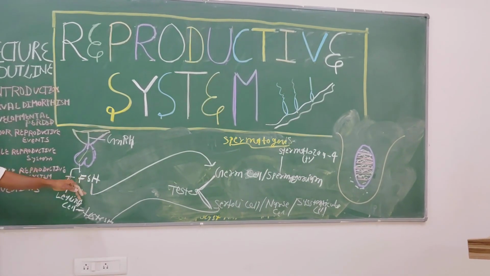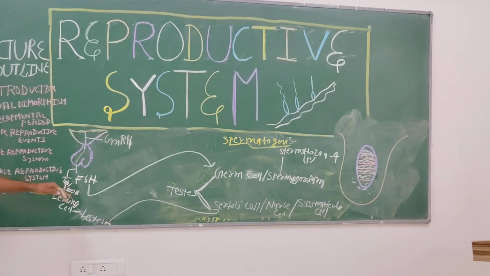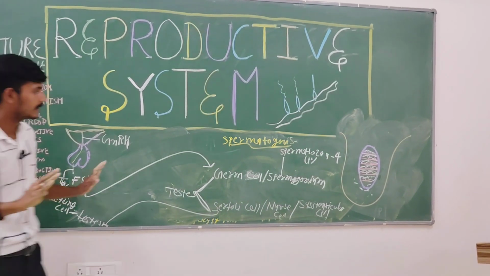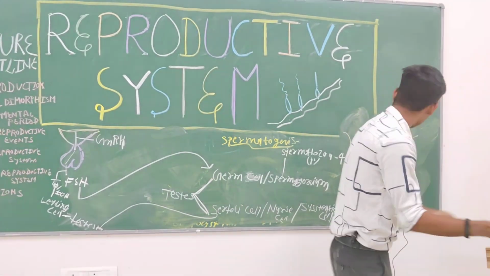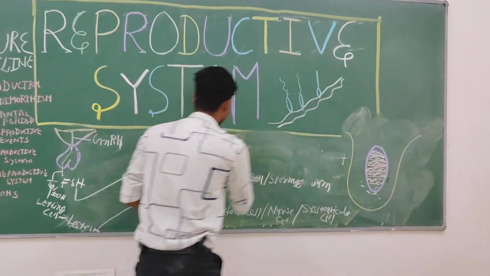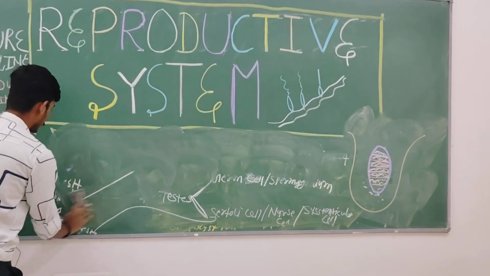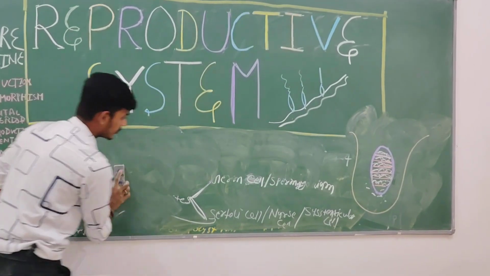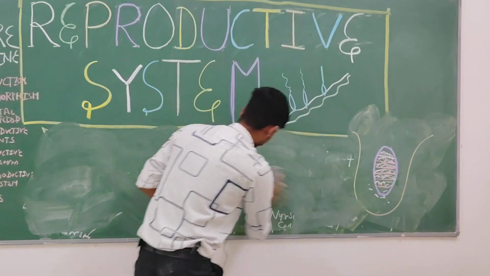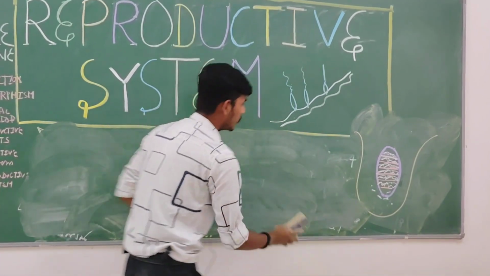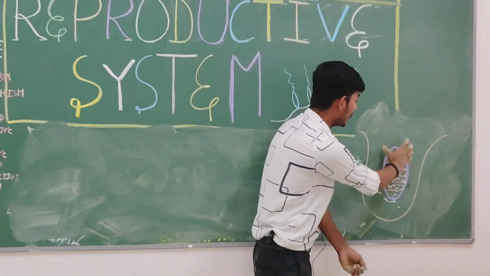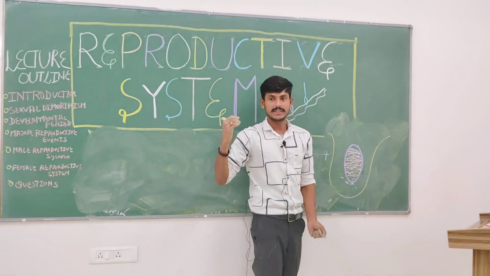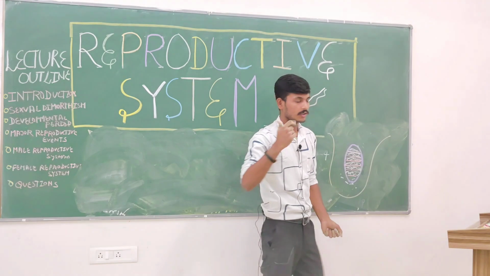Do you have any questions, ma'am? Understanding? Okay, fine. Shall we move ahead? Yes, move ahead. Now, as we discussed spermatogenesis, it's time to quickly highlight the layers of the scrotum, the layers of the testis. This is in your blueprint question.